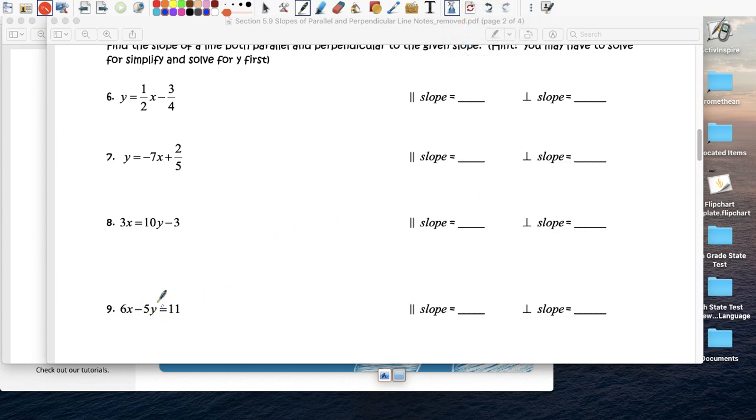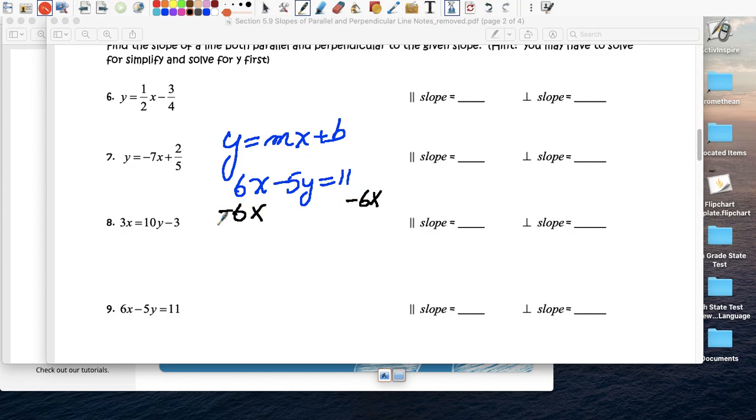So the same thing for the next one. Again, let me write what it should look like: mx plus b. So right now it looks like 6x minus 5y equals 11. So I want the y all by itself here. Let's throw the x to the other side. So I'm going to do minus 6x and minus 6x on both sides. If I do that, that goes away. I'm left with negative 5y.